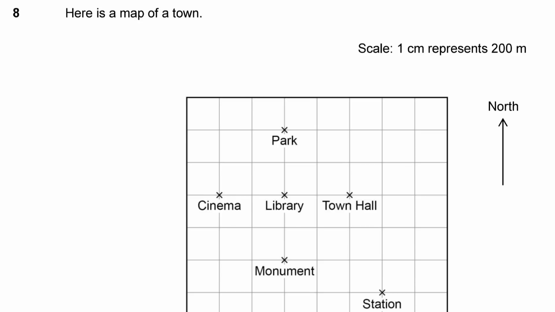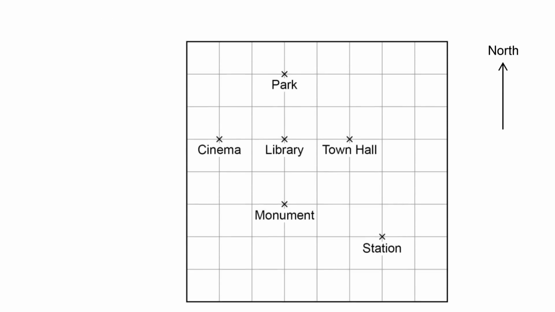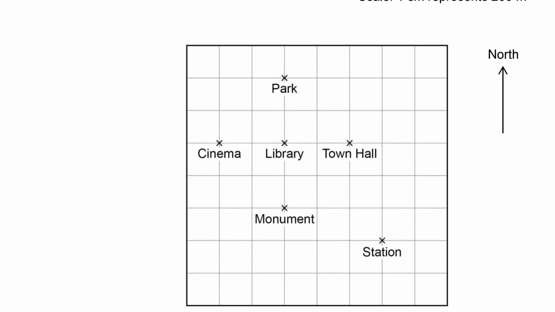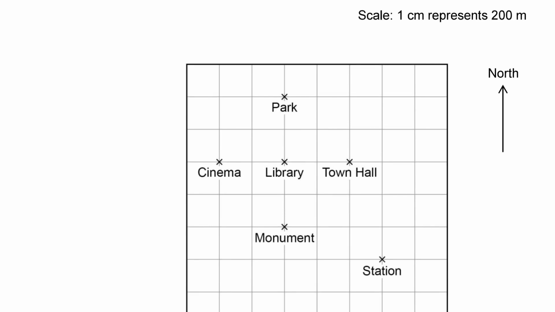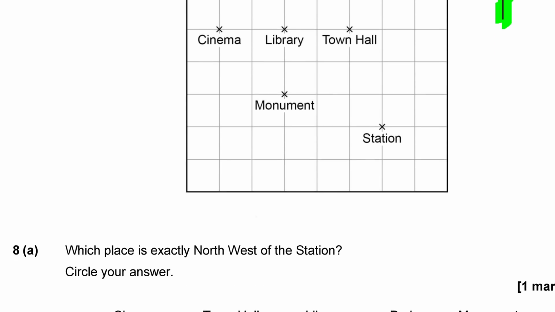Question 8. Here is a map of a town, and you can see on the diagram here we've got various things marked on it. We've also been given up here a scale. 1 centimeter represents 200 meters, so we can work out how far things are from each other. And we've also been given a direction up here, so this way is north. Okay, so I'm sure that's going to come in useful for the question. What is the question?